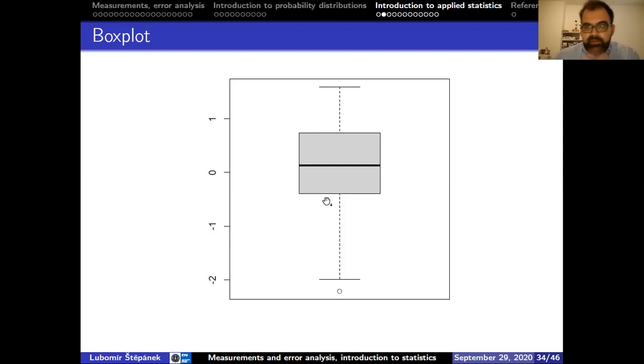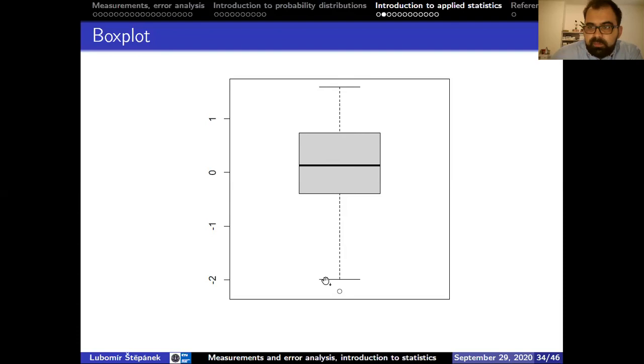This thick line in the middle stands for the median. So the median in this sample was somewhere above zero. The lower edge of the box stands for the first quartile. So the first quartile was maybe minus 1/2. The upper edge stands for the third quartile, and this is maybe 0.7. And there are also some segments. The upper segment stands for the maximum in our sample. So the maximum was somewhere around maybe 1.8, something like this.